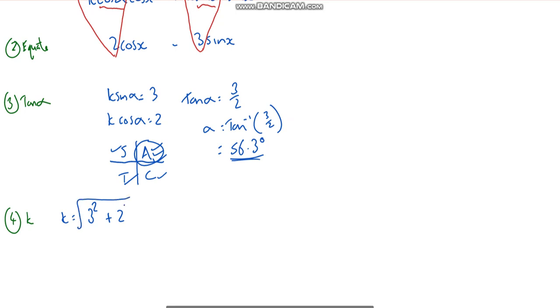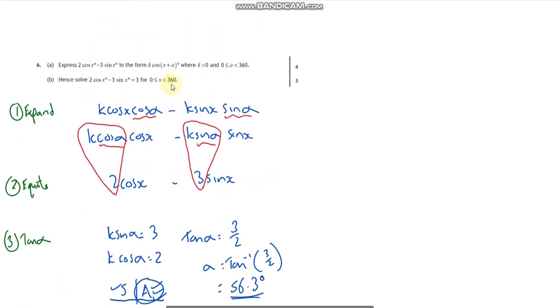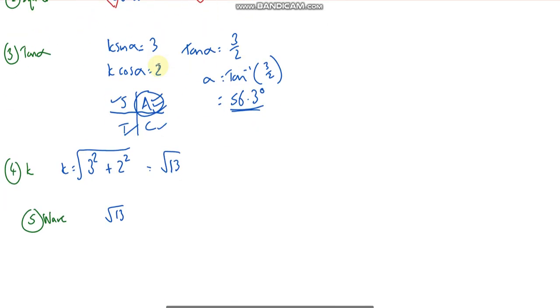The square root of 3 squared plus 2 squared. So that's 9 and 4. So it's root 13. And your final answer then, just write your wave function. So it's root 13. What was my expansion? It was a cos plus. So it's cos x plus 56.3 degrees. Okay, see, a lot faster when I'm not chatting through it.